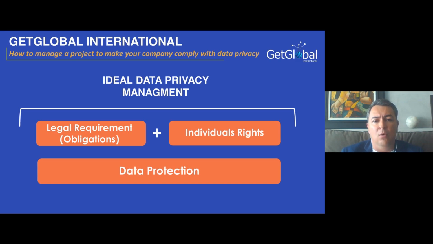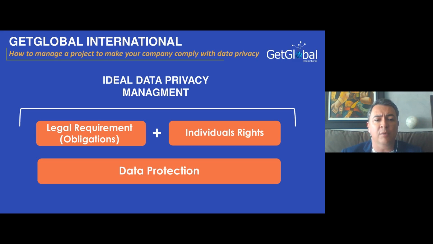Besides the legal requirements, we have the individual's rights. All those data privacy laws stipulate the individual's rights. So, for example, under the CCPA, the California Consumer Privacy Act, the individual has the right to tell you not to sell their personal information. And the company will also have to comply with and respect this individual right.